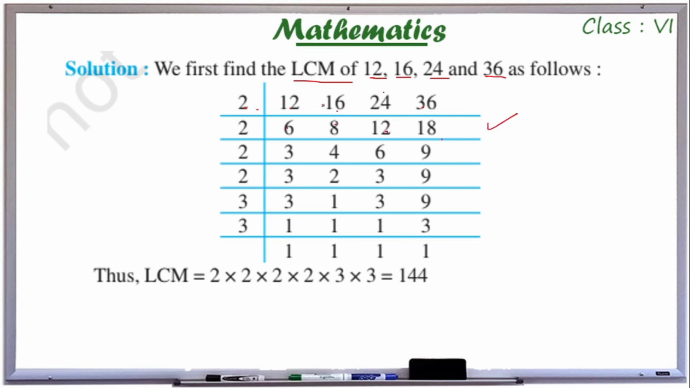So the first stage is over, simply divide by 2. Again divide these numbers by 2. Since 6 is an even number, we can divide by 2. So 6 by 2 is equal to 3.